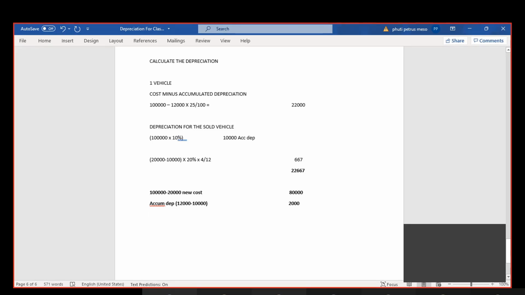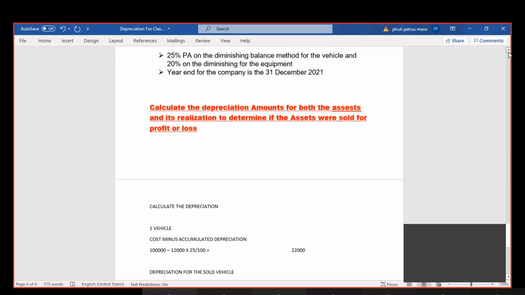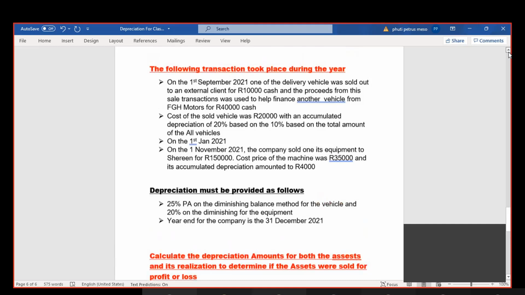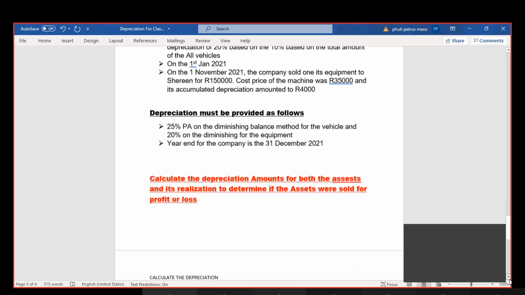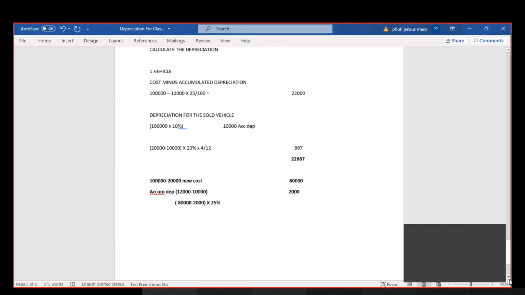Then you're going to say 80,000, then you minus your 22,000 rand, then you multiply this by the depreciation rate of 25%, and then you multiply it by, for how long did we have it before we made the sale? So we had it from January, February, March, April, May, June, July, August, because it was sold. Let's look at which month it was. But anyway, the difference, I think it will be 8. So you'd say multiply by 8, you divide it by 12.